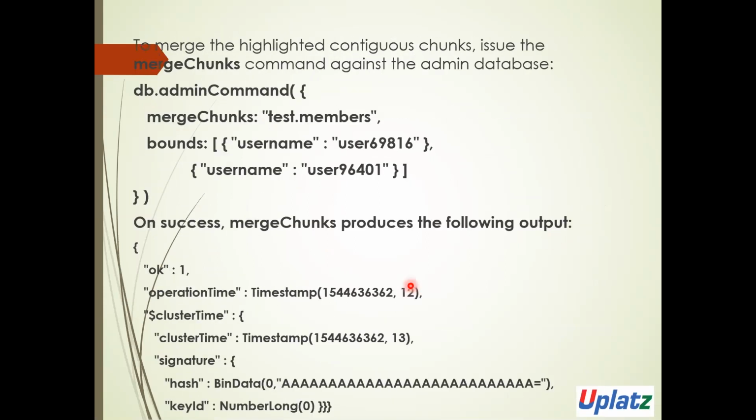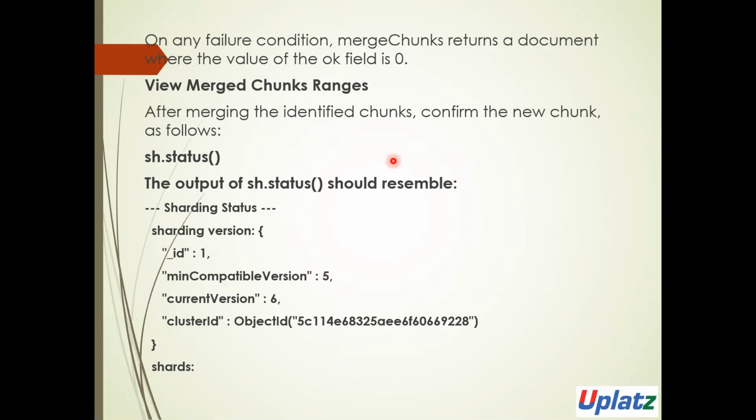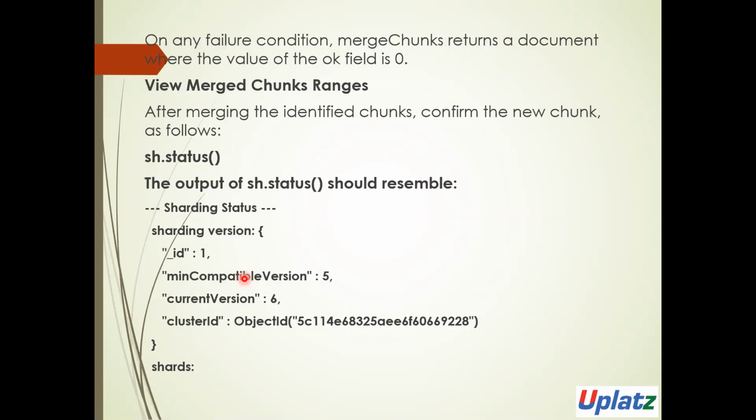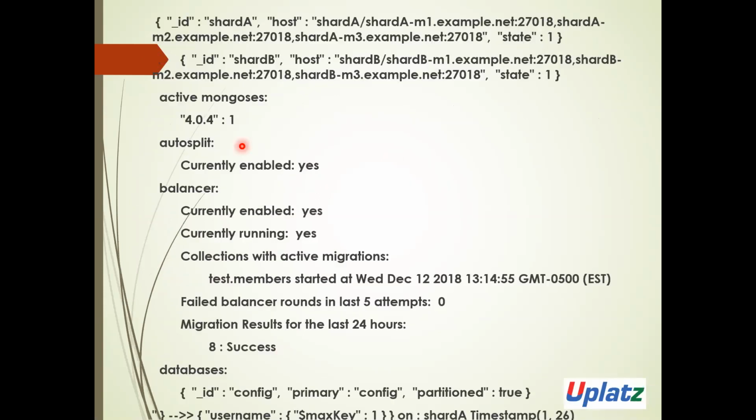So on success, I'm getting this result. So this is my result. On failure, I will get the ok field as 0, but here I'm getting 1, so it has got success. So how to view the merged chunks? For that we need to run sh.status. So what it will give, it will give the chunks which have been merged in our collection based on the condition. So this is our collection in chunks that has been merged.